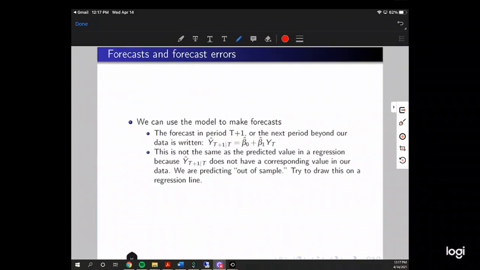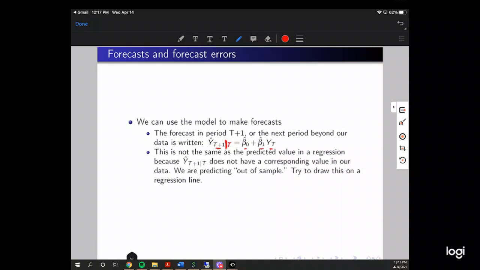Okay, so forecasts and forecast errors. We can use the model to make forecasts. That's kind of the benefit of time series analysis. The forecast in period t plus 1, or the next period beyond our data, is written y hat t plus 1 conditional on, remember this line means conditional on, everything that happened in big T leading up to t plus 1. This is equal to beta hat 0 plus beta hat 1 times y capital T, the last time period.